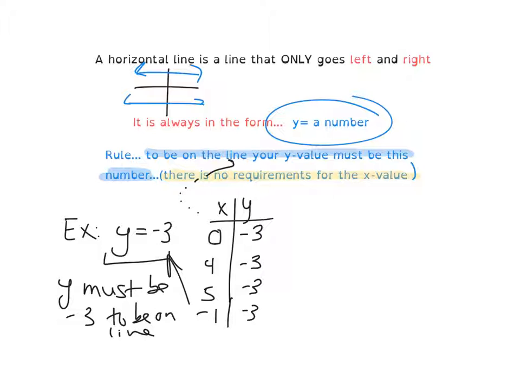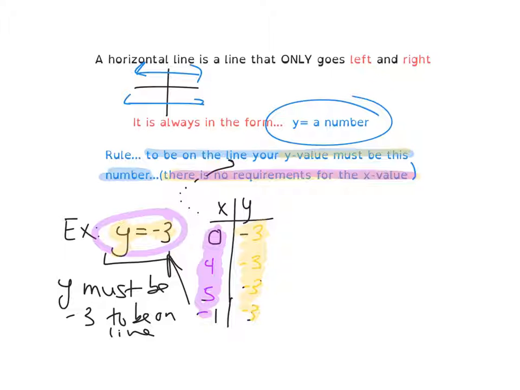So what I can see is no matter what my x value is, my x value doesn't make a difference because there is no requirement for x in this equation. The only requirement is about y. Y must be -3. So that's why over here all the y values are equal to -3.